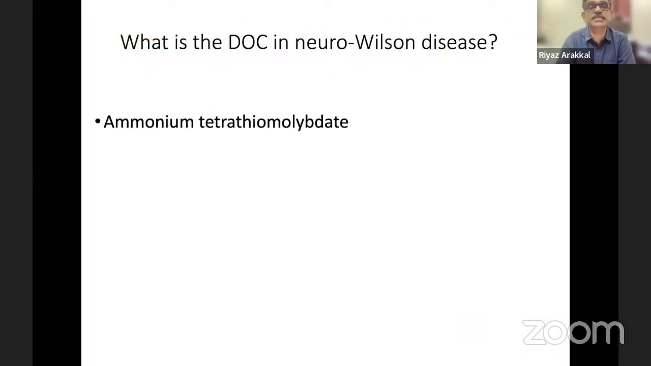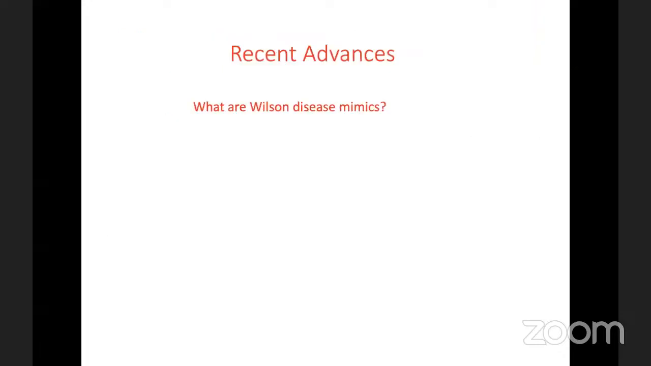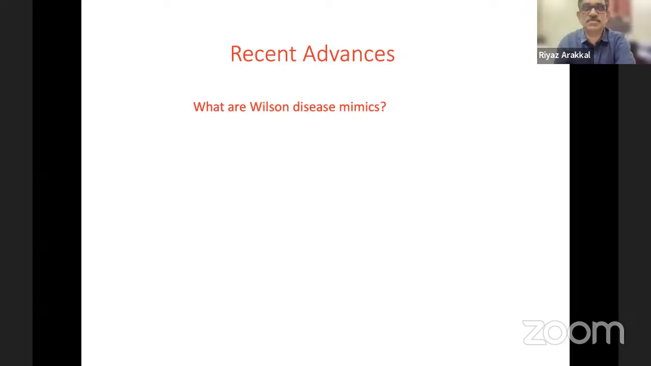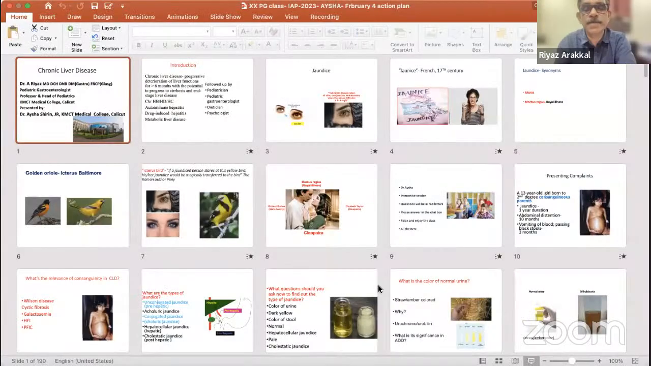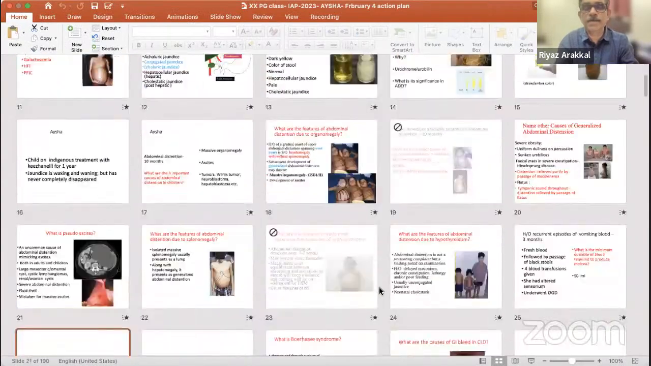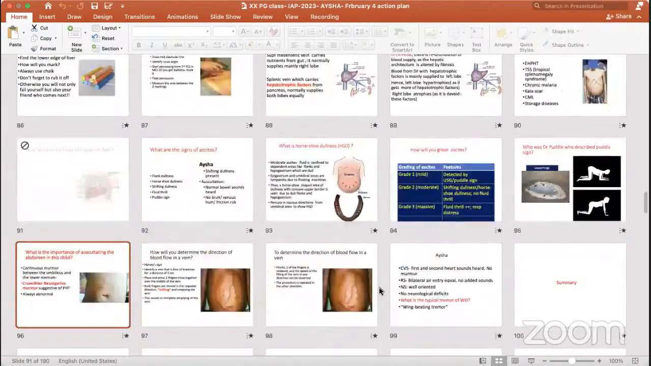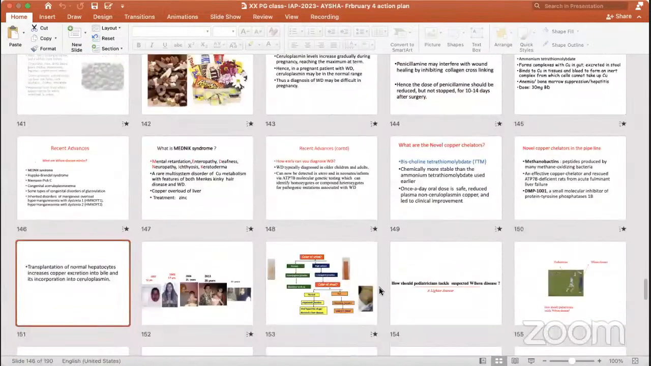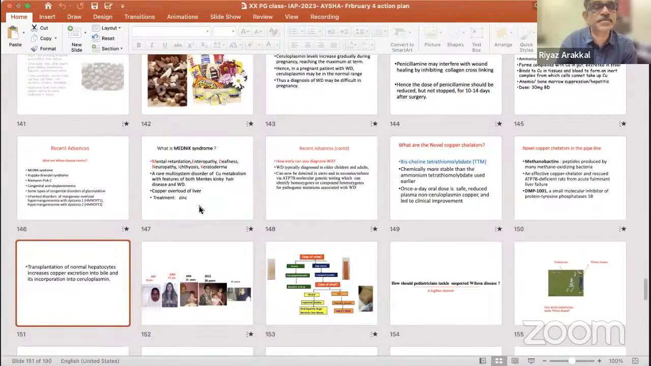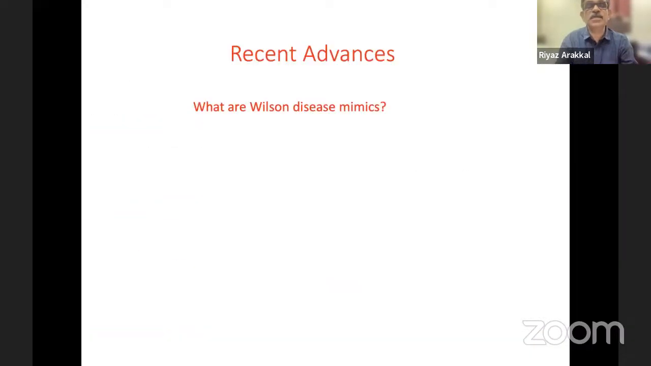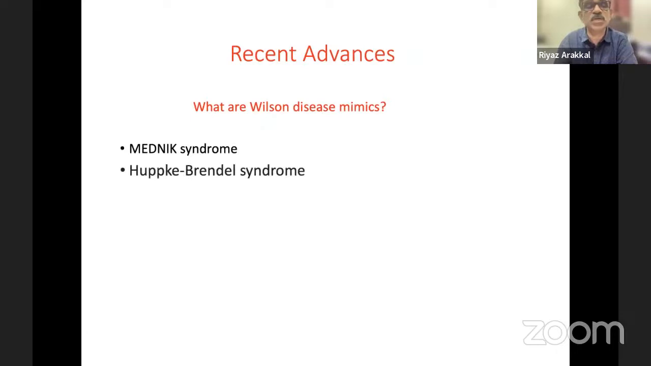We'll skip some of the slides. Recent advances in Wilson disease. What are the Wilson disease mimics? Congenital aceruloplasminemia. I think we will skip some of the slides. Okay. It will be very rewarding to treat or reason out what the Wilson disease mimics are. Mednick syndrome. These are some of the Wilson disease mimics.